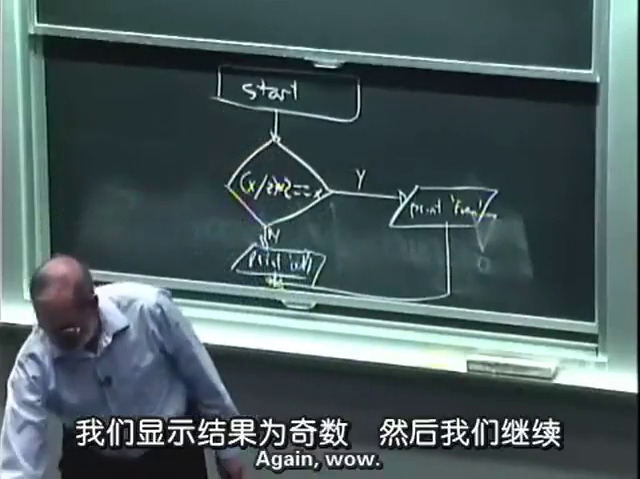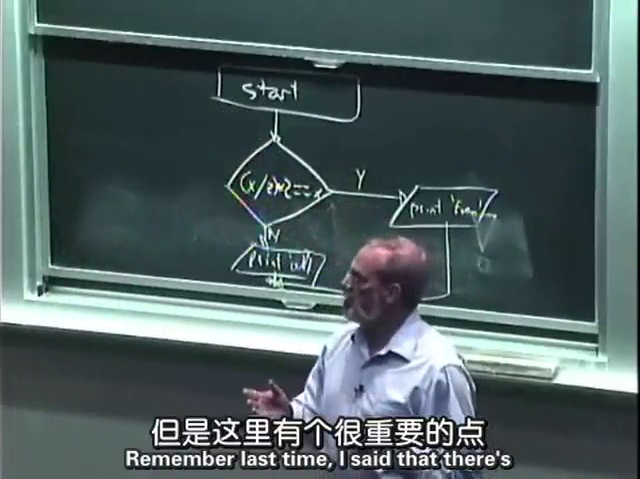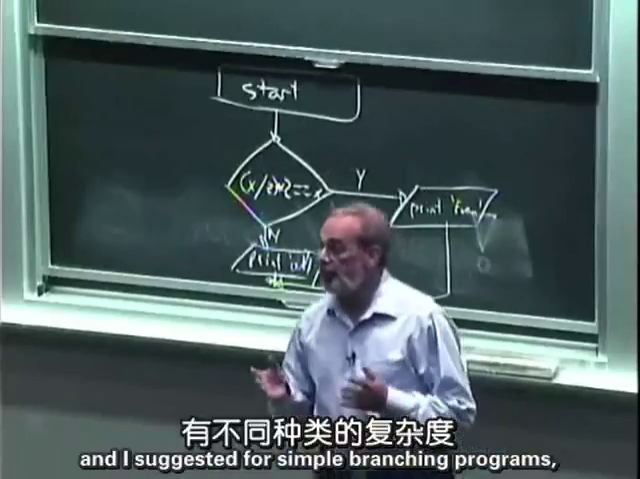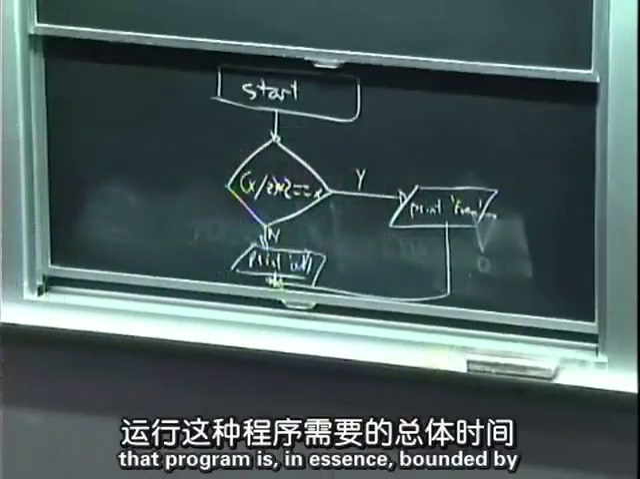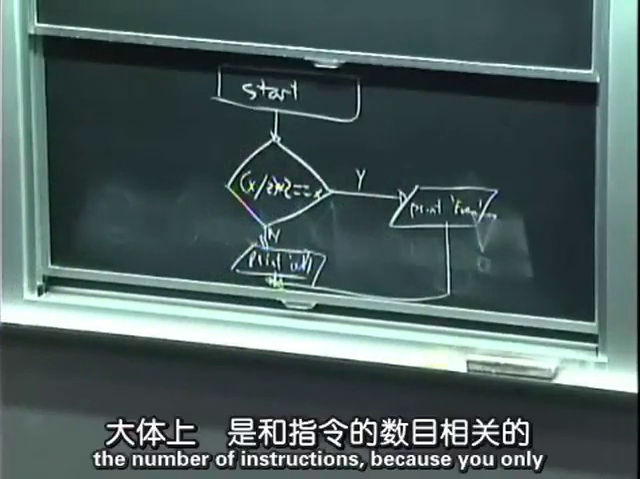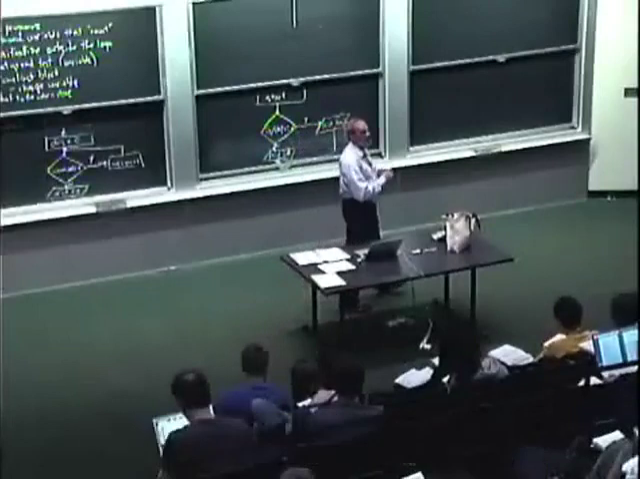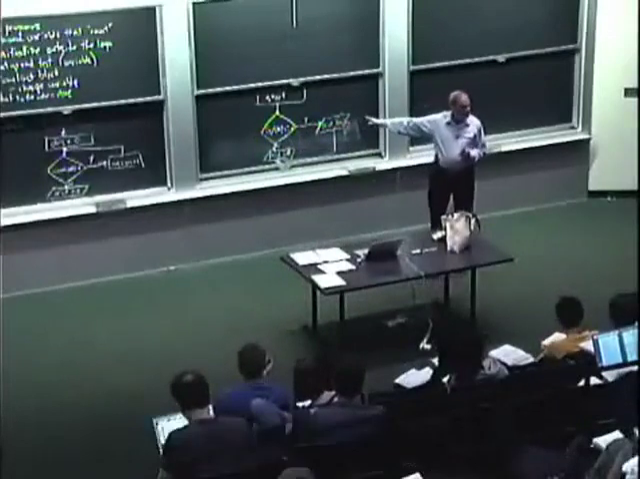Again, wow. But there's an important point here. Remember last time I said that there's different kinds of complexity in our code. And I suggested for simple branching programs, the amount of time it takes to run that program is in essence bounded by the number of instructions, because you only execute each instruction at most once. It didn't depend on the size of the input. And you can see that there.